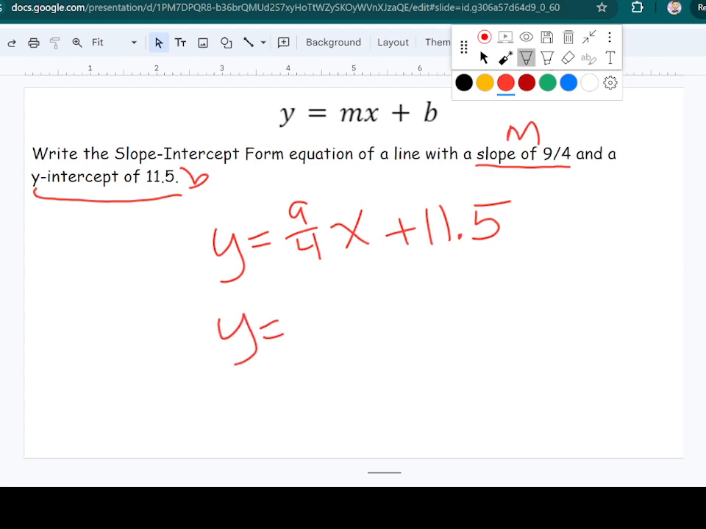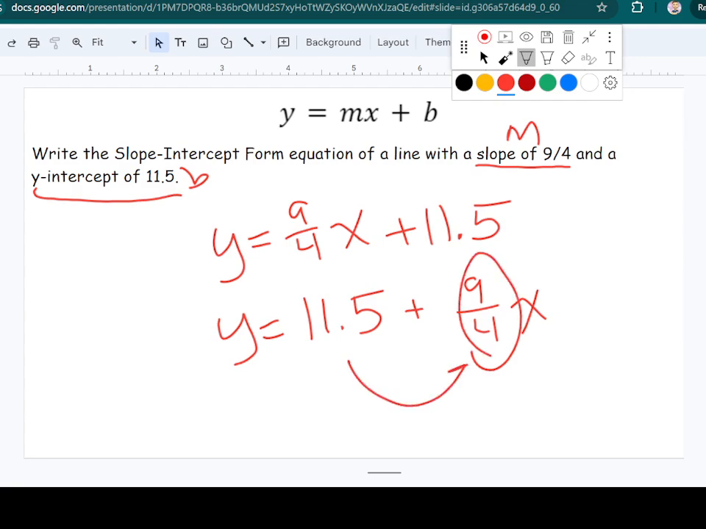We can also, of course, write all of these with the numbers flipped, with b first, then mx. It doesn't matter. As long as you know that whatever is attached to the x is your slope, you can write it in whichever order. It doesn't matter.